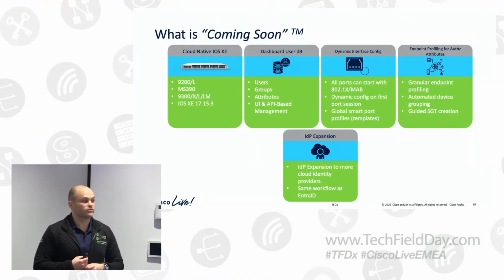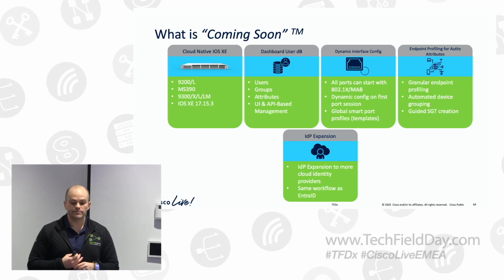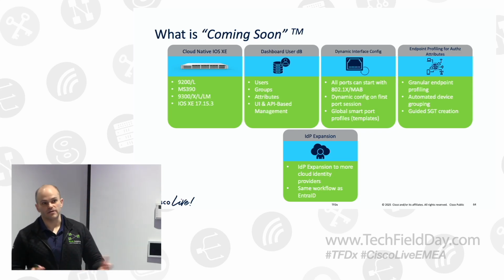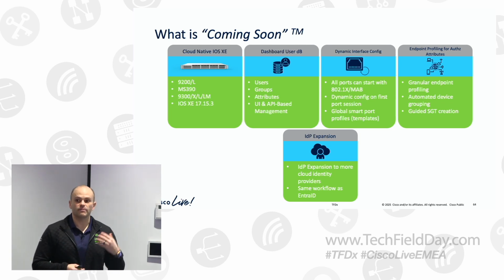Last thing, IDP expansion. Entra ID is just the start. This one is being worked on in parallel to bring in more and more cloud identity providers. I think the biggest thing is we want to keep it as simple as possible: same workflow, add a new IDP, pull in the accounts, and then be able to have the granular matching of users and groups, et cetera. But that sort of wraps it up.